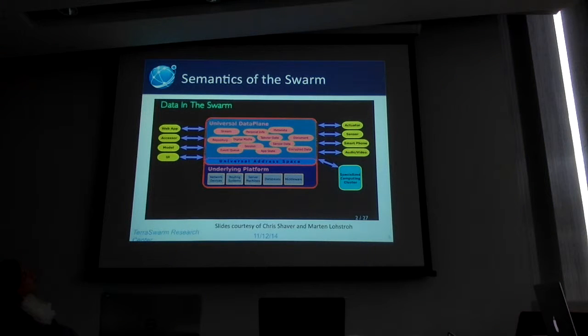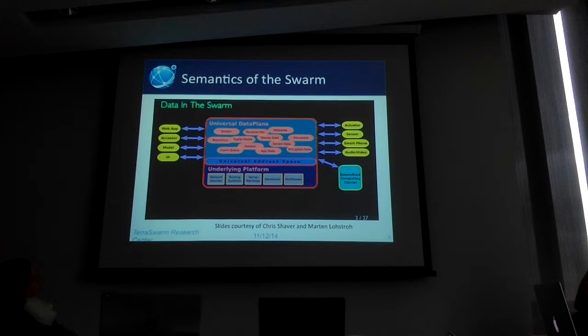So semantics of the swarm. This slide is a little old because it has the words universal data plane, which has since been renamed global data plane. But the key idea here is that the global data plane is going to make it possible for processes to live in the swarm and not be attached to a particular machine.